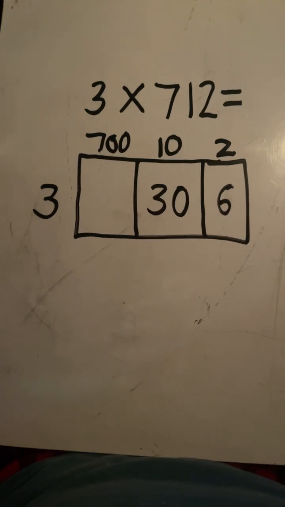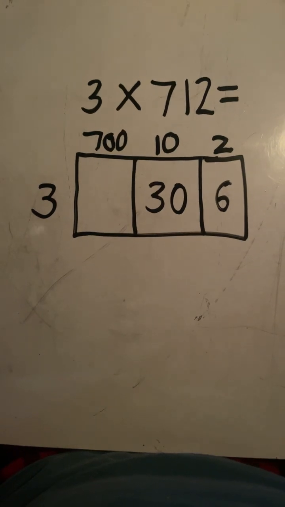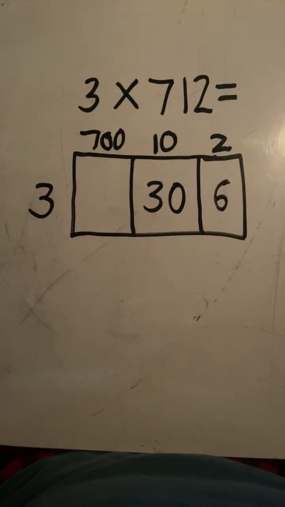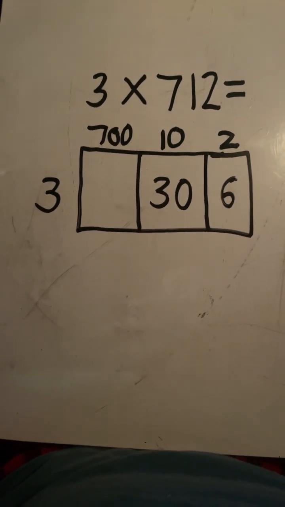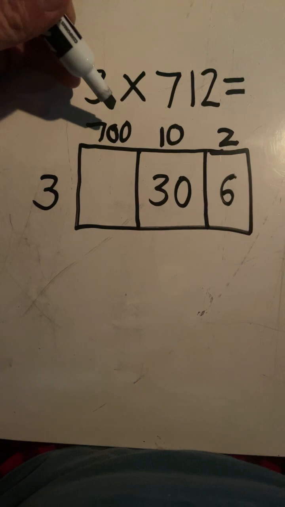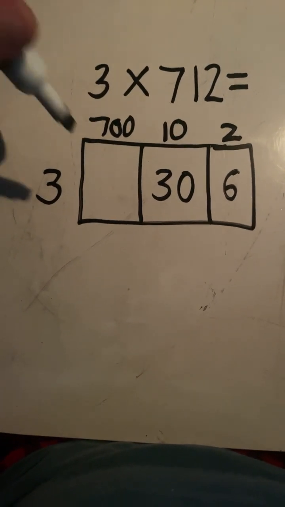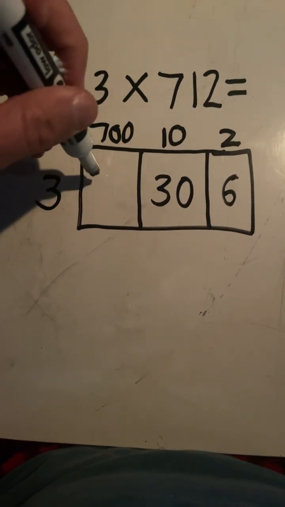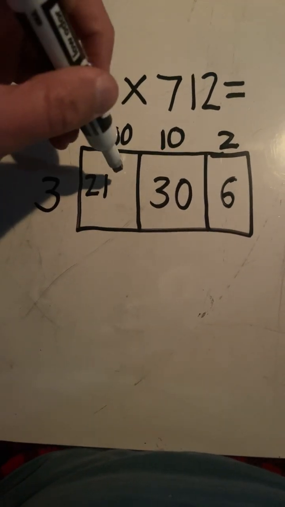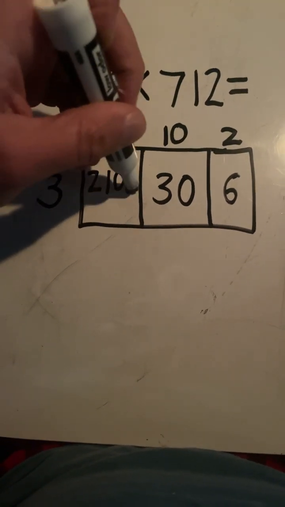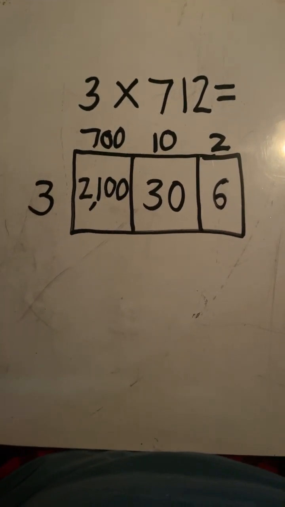Now, this looks like it's really complicated, but here's a very, very simple trick. You solve the single digit multiplication and then you add zeros to your answer. In the number 700, there are 2 zeros. So we're going to multiply 3 times 7, and then we're going to add 2 zeros to our answer. 3 times 7 equals 21. If I add 2 zeros to my answer, that 21 becomes 2,100.